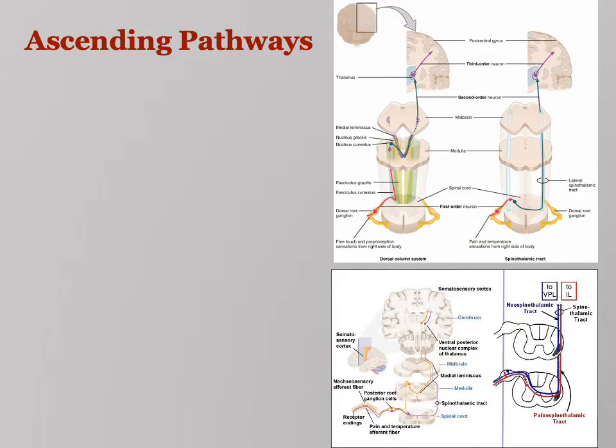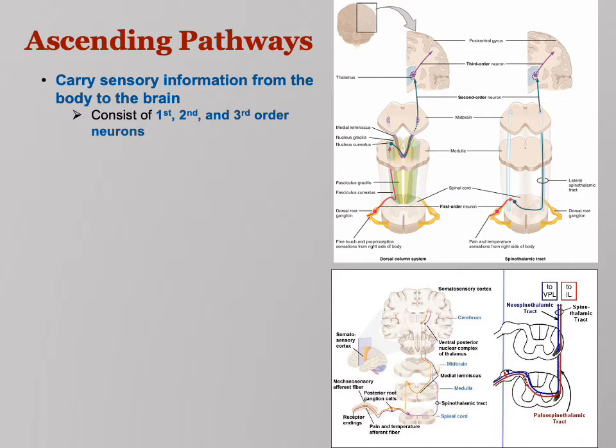Let's look at some ascending, some sensory highways. They carry sensory information from the body to the brain. They consist of first, second, and third order neurons. A first order neuron goes from the body to the spinal cord. A second order neuron goes from the spinal cord up to the thalamus. A third order neuron goes from the thalamus to a part of the cerebral cortex. So, three orders of neurons.